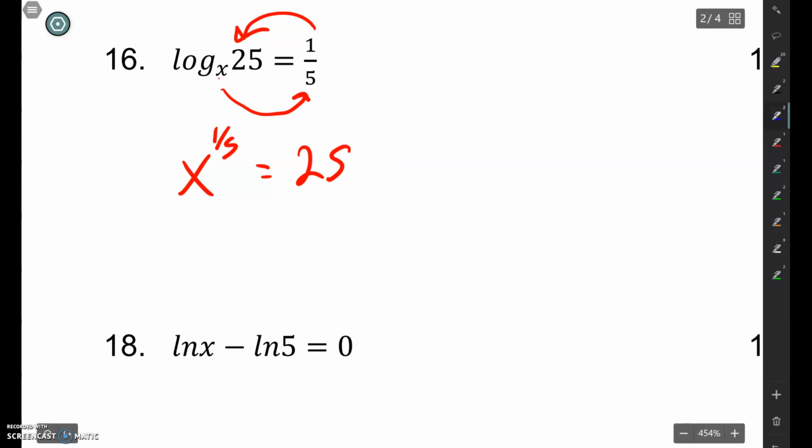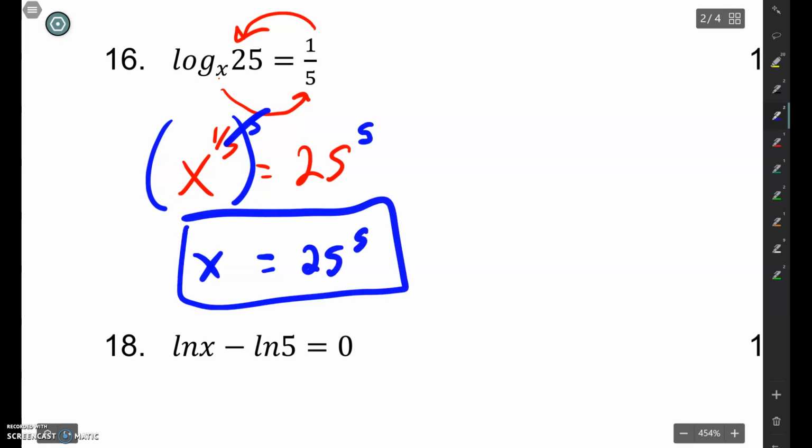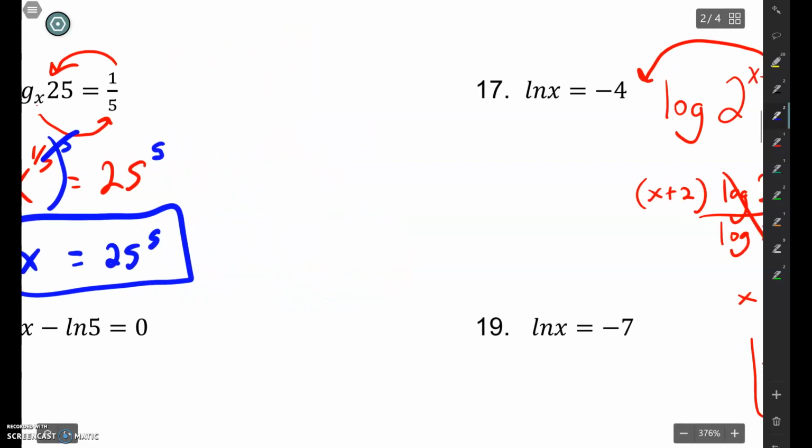How do we get rid of that 1/5? What the heck, Smith? I don't know how to do that. You do. It's just been a while. You raise it to the 5. That would cancel, and you'd just be left with x. But what you do to one side, you have to do to the other. So your answer is whatever 25 to the 5th is. That's a big old number, so I'm fine with you just leaving it, 25 to the 5th. But I hope you noticed that around the world piece.